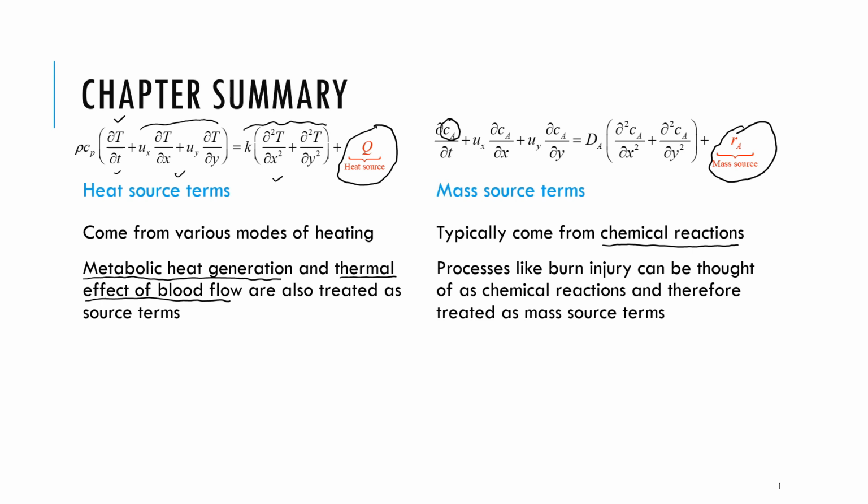Now, with processes like burn injury, it's not very obvious what the whole sequence of reactions is, but nevertheless, we can have this kind of pseudo reaction rates, and they can be thought of as chemical reactions and therefore treated as mass source terms.